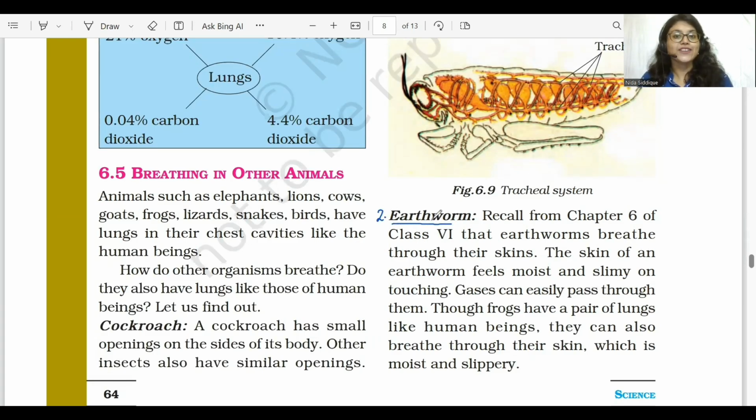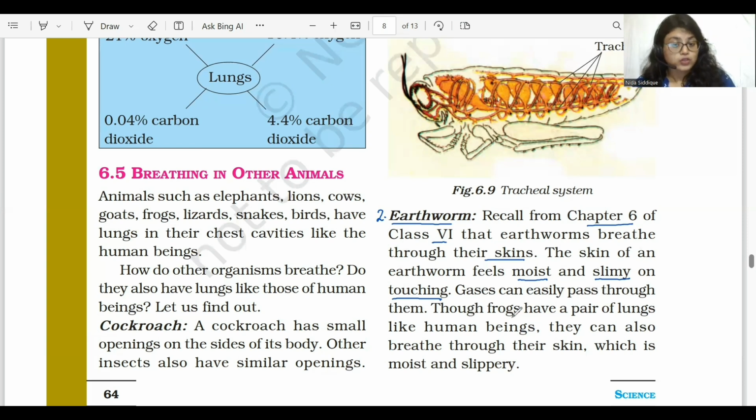You all must have learned in the lower grades, as well as in chapter 6 of class 6, that earthworms can breathe through their skin. The skin of the earthworm feels very moist. Moist means it will not be entirely wet, but it will be soft and slightly wet. And it is slimy, okay? You will feel that stickiness when you touch them. So gases can easily pass through their skin.